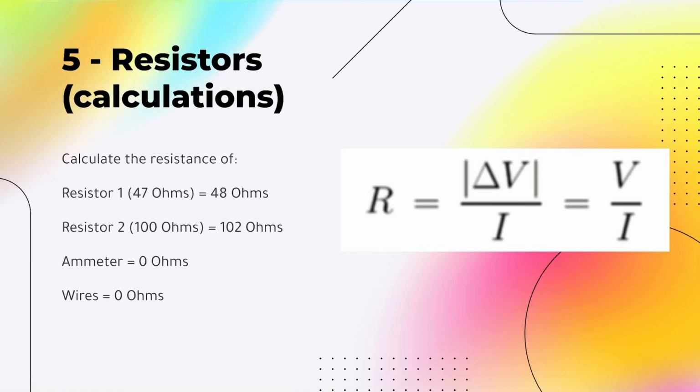Next, we want to calculate the resistance for the following values, which can be done using Ohm's law. As you can see, our top 2 values are off slightly, but this is due to the inaccuracy of an ammeter.